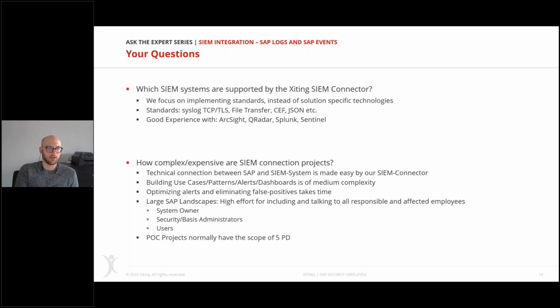So you have to plan in really a lot of time until such a solution runs without false positives. We have to talk here about 6 to 12 months. But of course, you don't sit there and wait until the false positives come up. They just come up, and then you have to analyze this and consider it the next time. What we have learned is that in large SAP landscapes there is a really high effort for including and talking to all responsible and affected employees and persons.